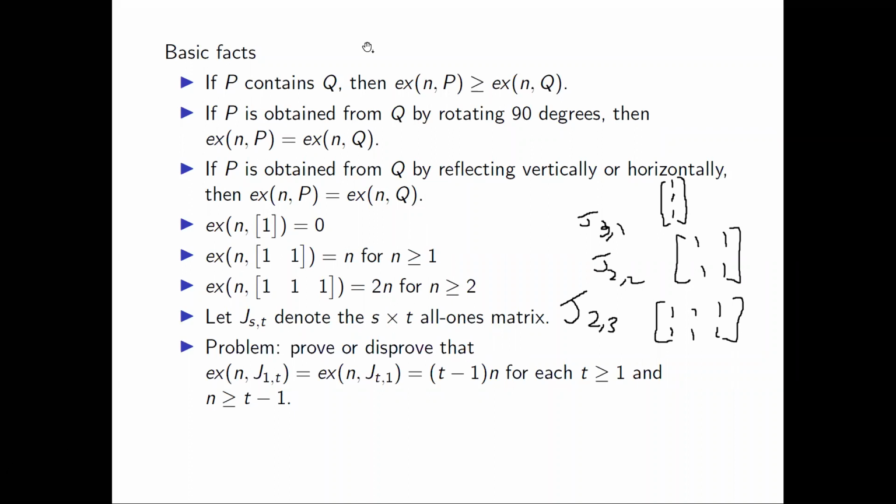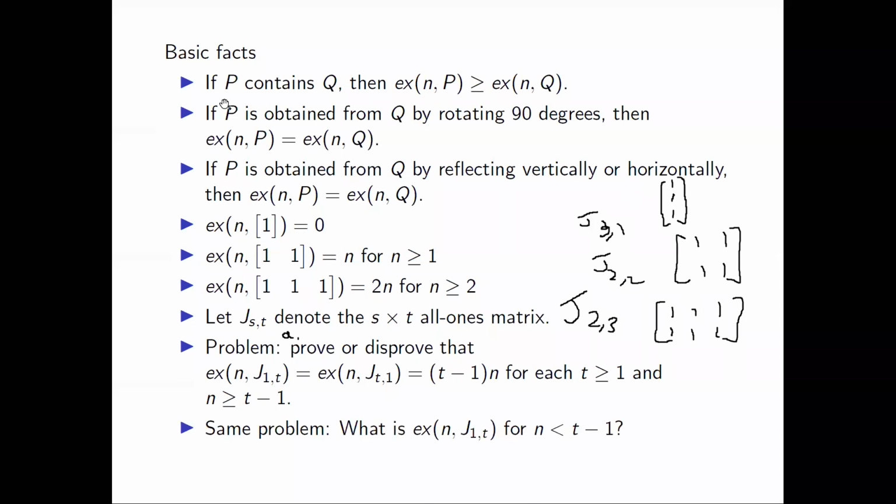This problem has 2 parts. So I probably should have labeled this as part A. So there's part A. And then for the same problem, here's part B. So part B, just tell me the other side of it. So part A covers n greater than or equal to T minus 1. Tell me what happens for n less than T minus 1. What's the value of the extremal function? So that's part B.